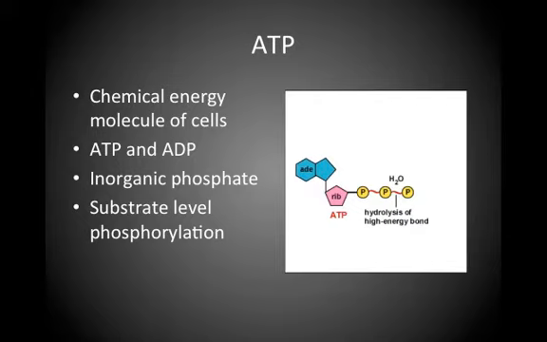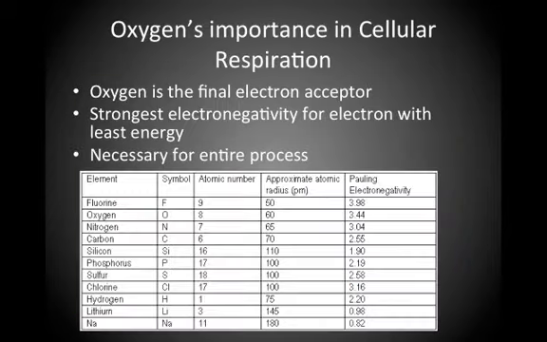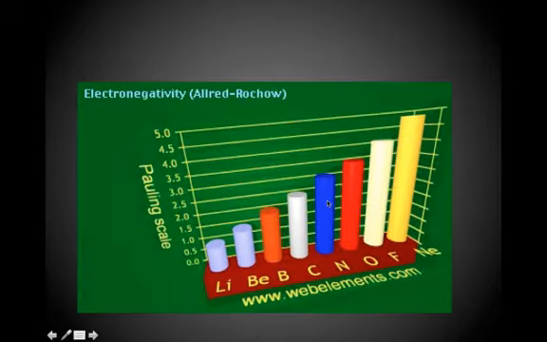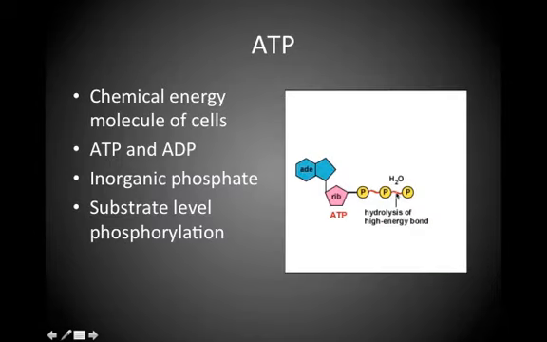It's the chemical energy currency of the cell. It's a great way to store chemical energy, whereas NADH is used to carry electrons, it's not really used for its energy. ATP is used as a chemical energy storage molecule.